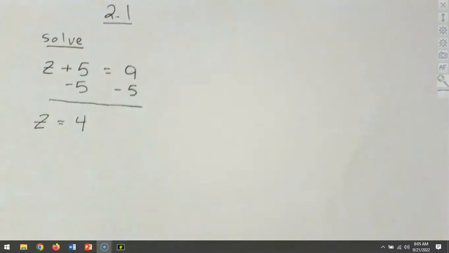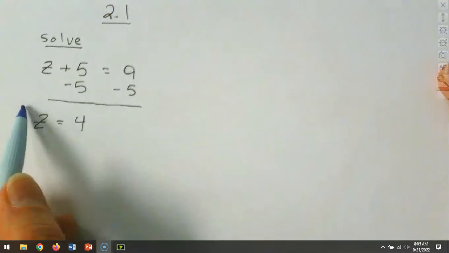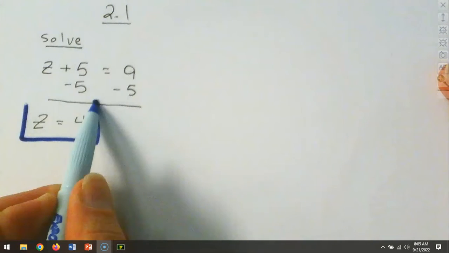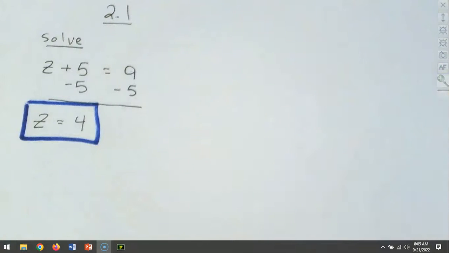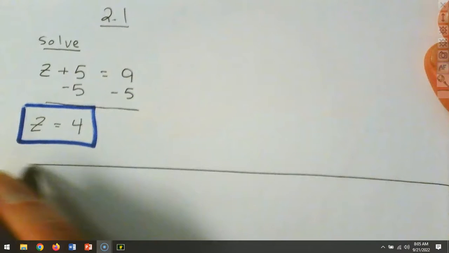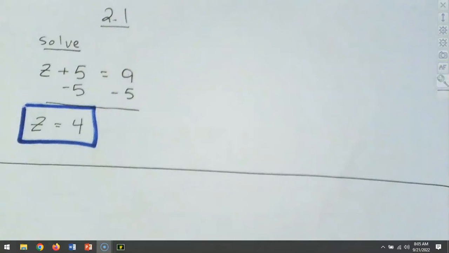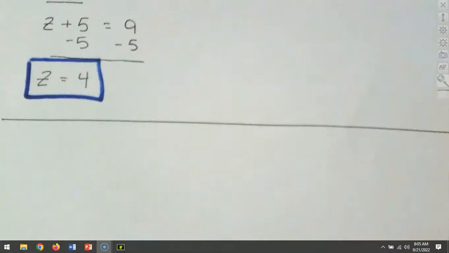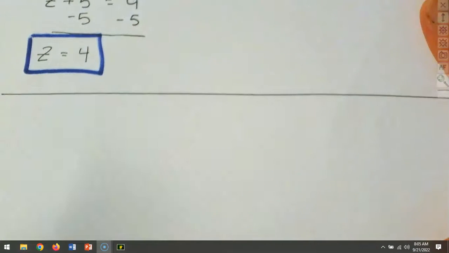And that's your answer. So we've solved it, and again, what do I mean when I talk about solving equations? When I solve an equation, that means you get the variable by itself. Okay, and this is a very, very elementary example. We just moved the 5 over, and we solved it. So solving just means you get the variable by itself, and it equals a number. So let's try another one.